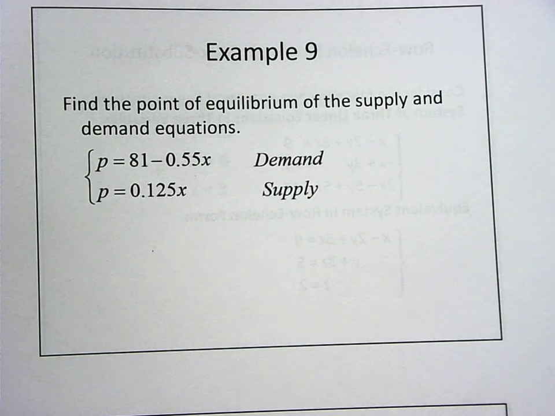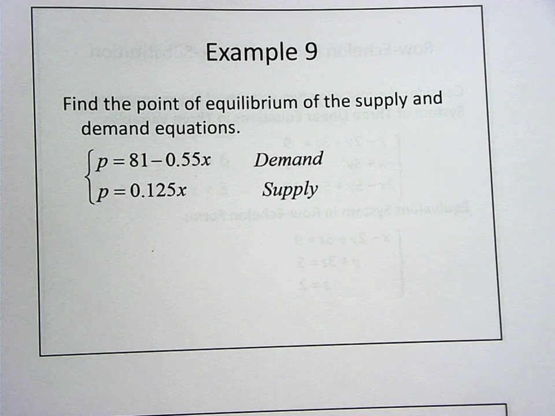So, find the point of equilibrium of the supply and demand equations here. The point of equilibrium means I want to know what the x value is and what the p value is. You could do this by substitution, but we want to do it with elimination. Now, can I actually do this the way it is, or do I need to rearrange it first? You have to rearrange it. Why? Because the 81 is on the same side as the x.